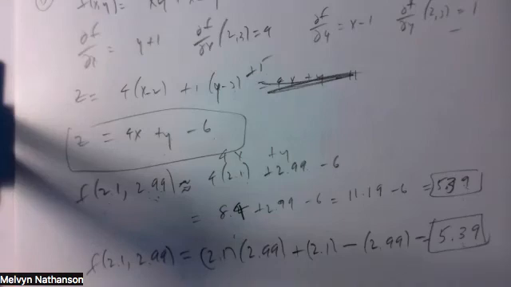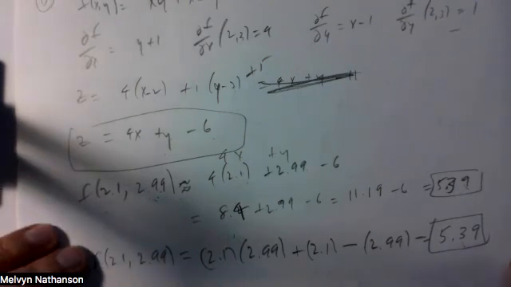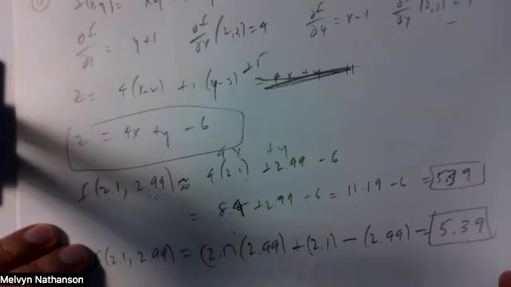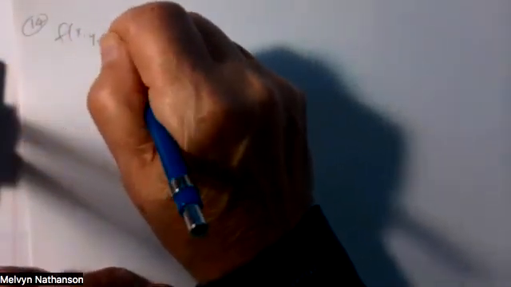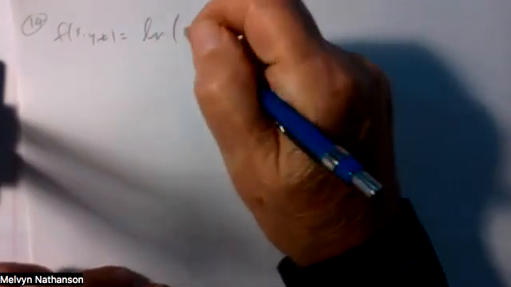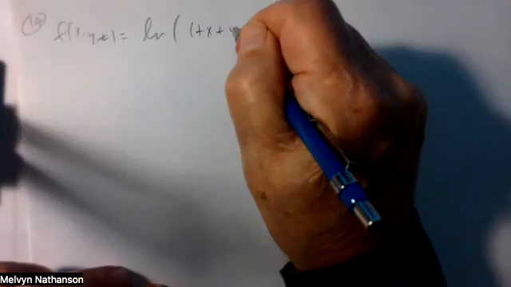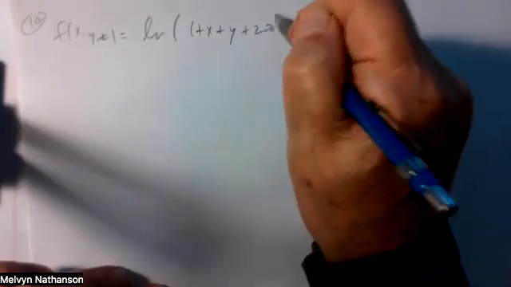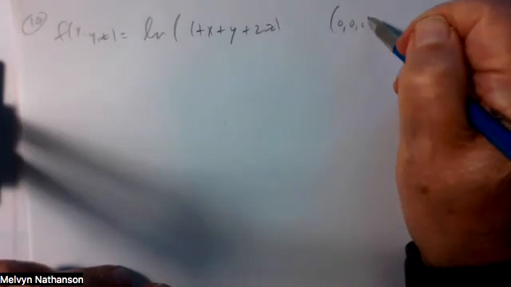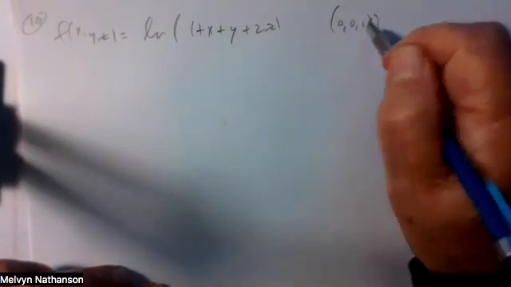What I didn't do is the very last problem, so let me do that one also, just for completeness. I just did number 13. Let me do number 14. For a function of 3 variables, this is problem 14. F of x, y, z is the log of 1 plus x plus y plus 2z. And at the point 0, 0, 0, this function has the value 0.